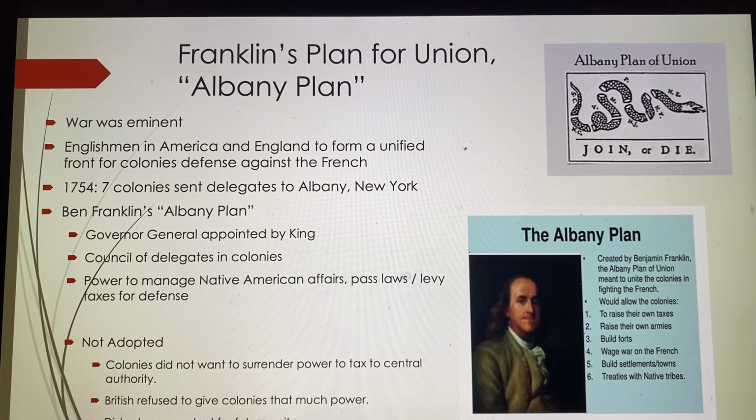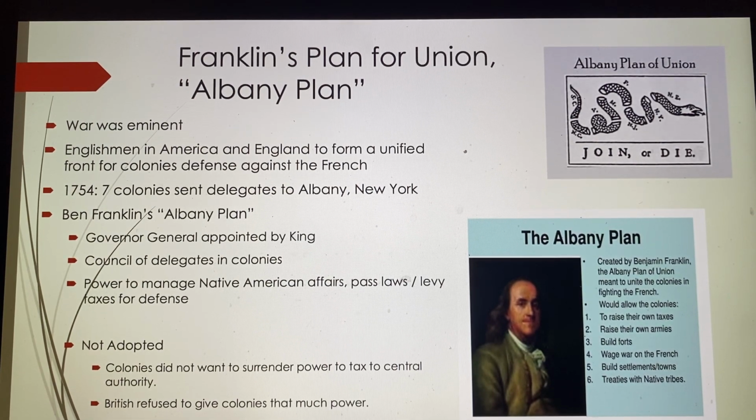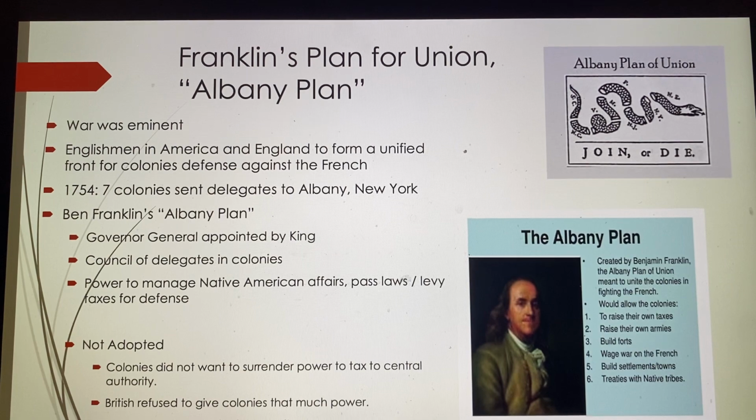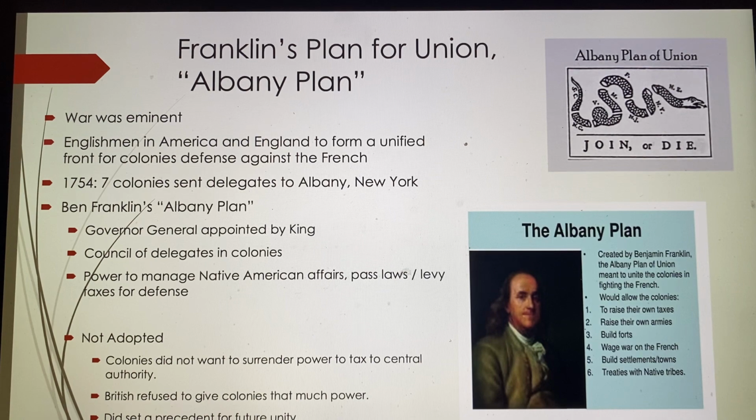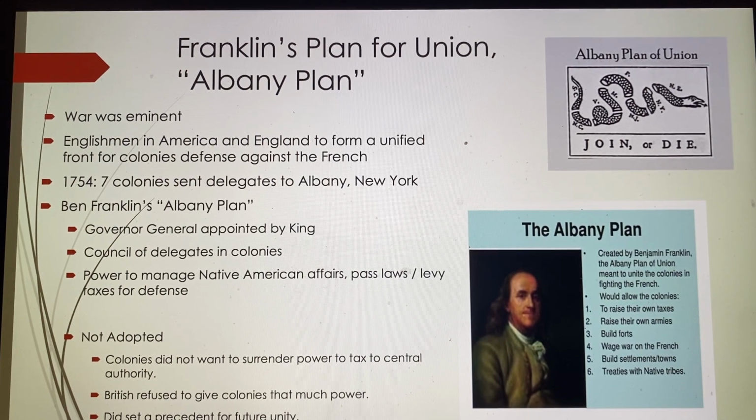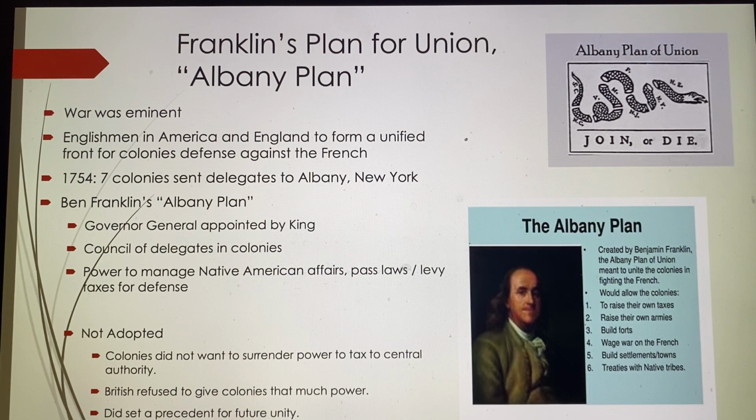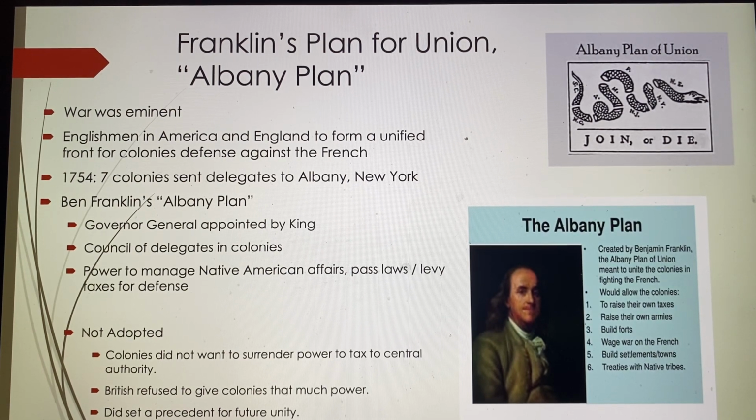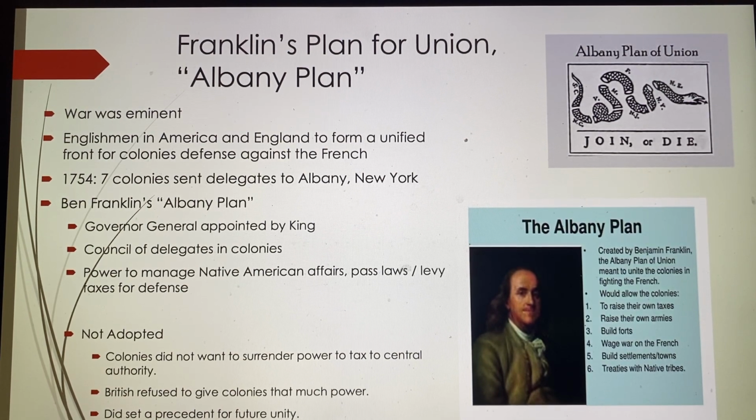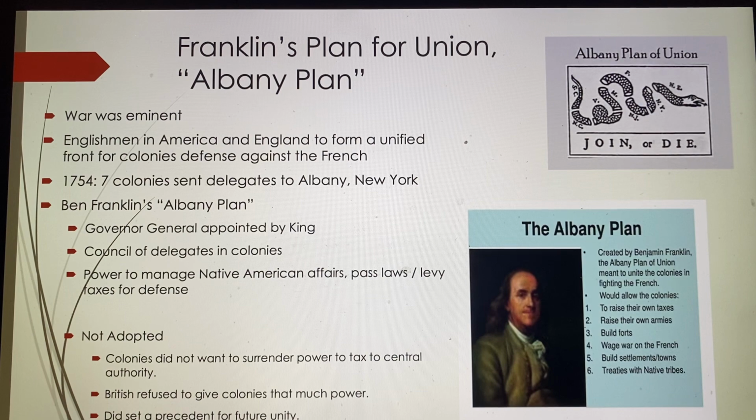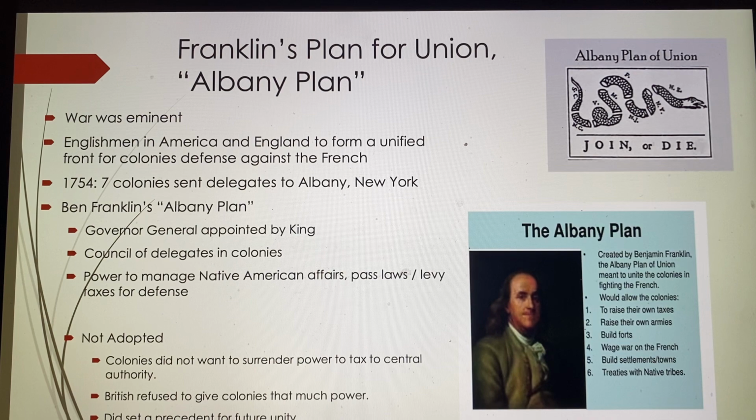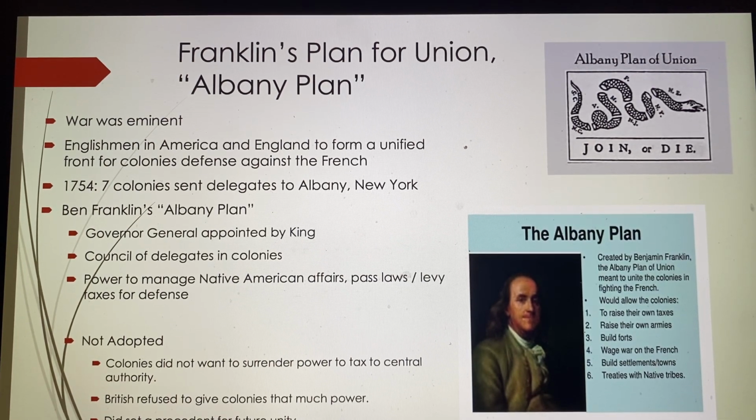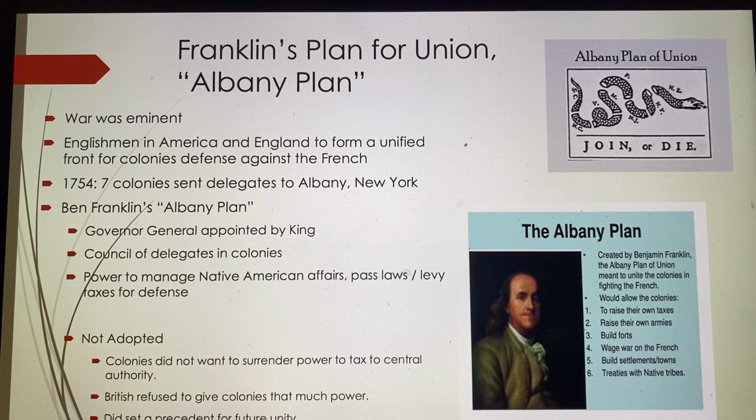The colonies basically said they did not want to surrender power to tax to a central authority. They did not trust each other yet, I guess. And so the colonies did not want to surrender their power at this time. And then the British, or the English, actually refused it too, because they thought the colonies would have too much power. And so Benjamin Franklin's Albany Plan failed, but it did set a precedent for the future, because in the future the colonies would unite, but not against France. They'd be uniting against Great Britain.